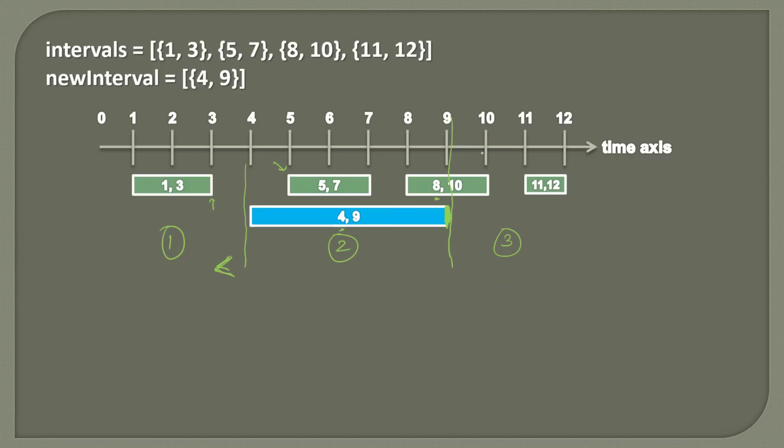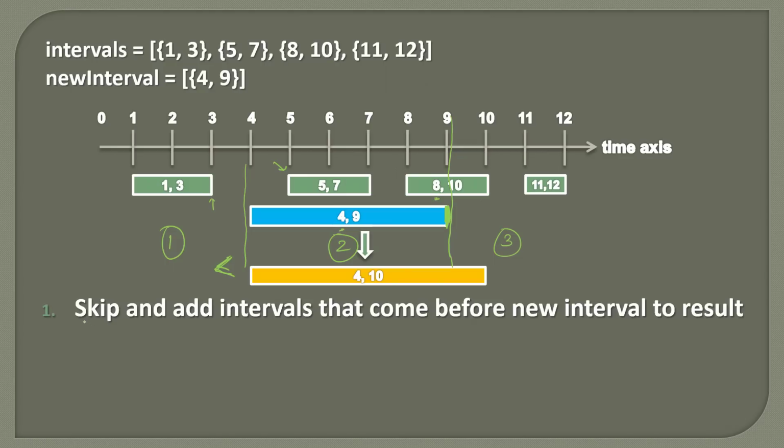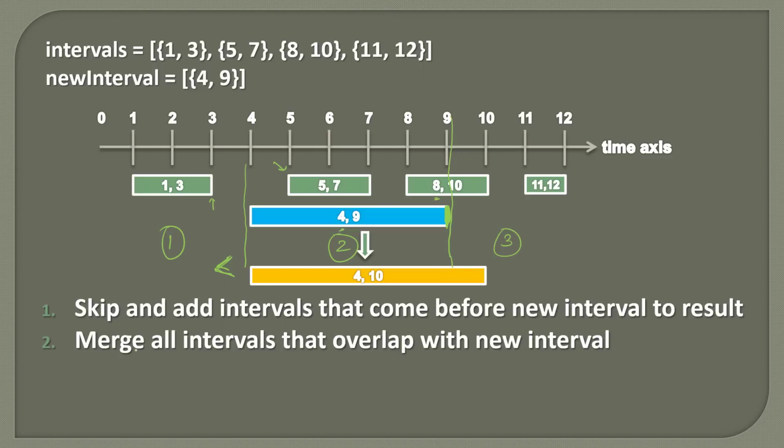So after merging 5,7 with 4,9 and 8,10 with 4,9, it will become something like this. So our overall answer becomes 1,3, 4,10 and 11,12. So the algorithm is something like this. We have to skip and add intervals that come before the new interval to the result list. So all the intervals of region 1 which are coming just before the new interval, we have to simply add onto the list. We have to merge all the intervals that overlap with the new interval.